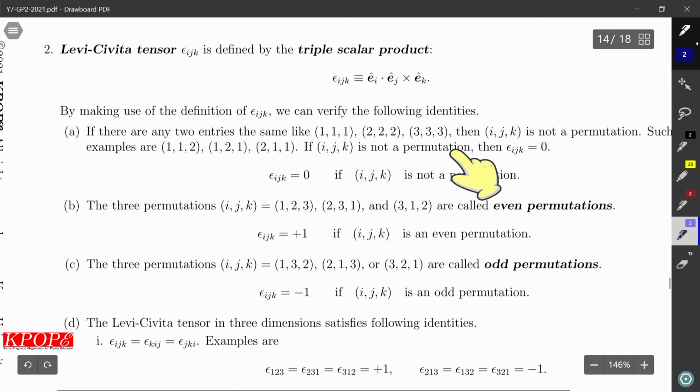Now let us consider the triple Levi-Civita tensor epsilon ijk. That is defined by the triple scalar product. We know that i cross j dot k is the triple scalar product. This scalar product becomes non-vanishing only if all three elements are orthogonal to one another, right? So we have to choose the x, y, and z components.